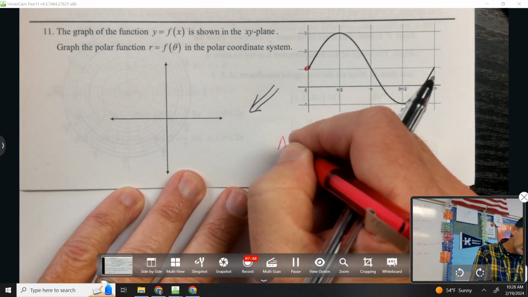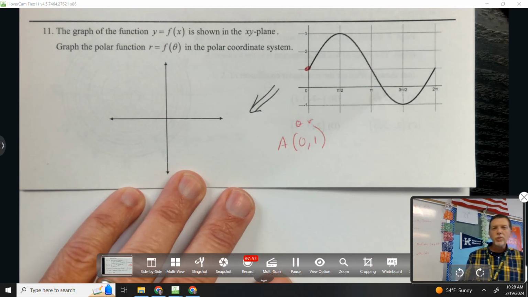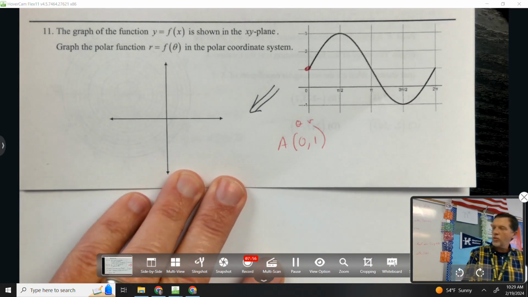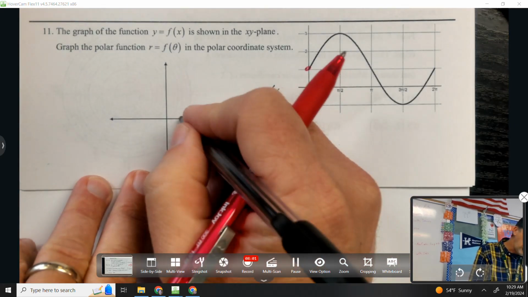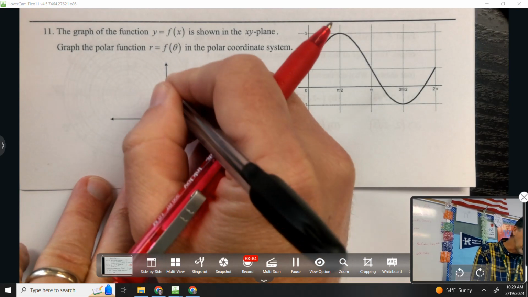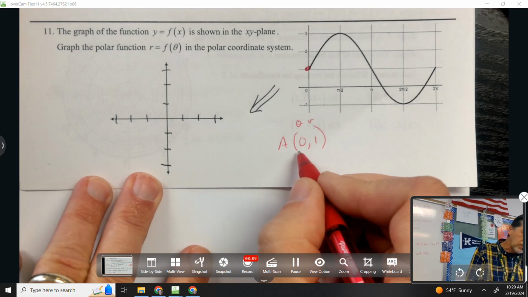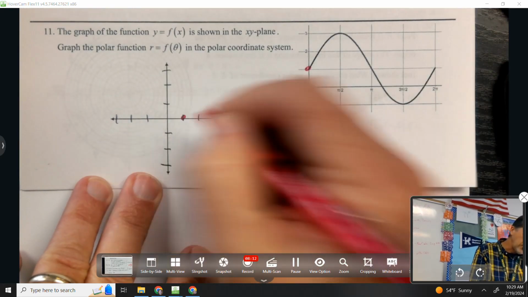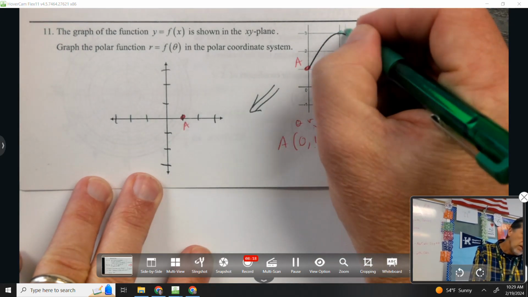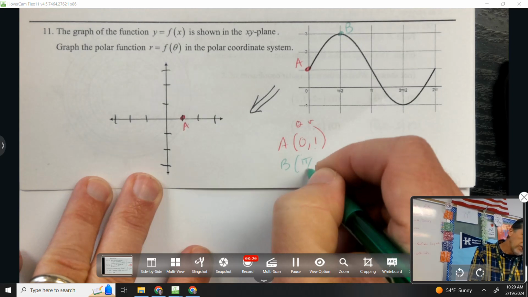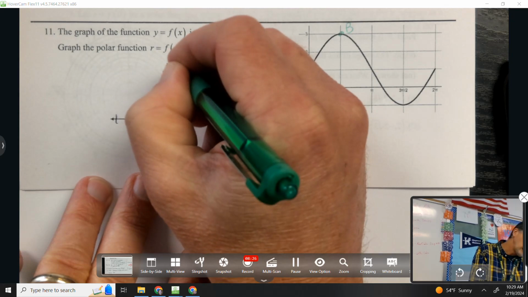I'm just going to go point by point. So that point is 0, 1. That's a little bit out of order because we like to put the R first, but I'm just scratch paper working this thing. So rotate 0, go out 1. The furthest out I'll go is 3, so I can set my scale based on that. Okay, so rotate 0, go out 1. That puts me right there. Point A. Point B would be rotate pi over 2 and go out 3. So there's point B.